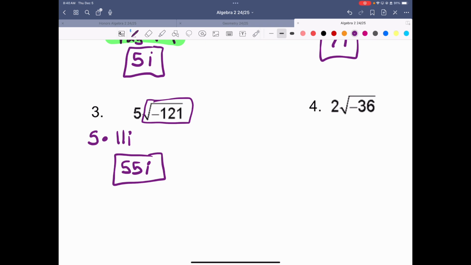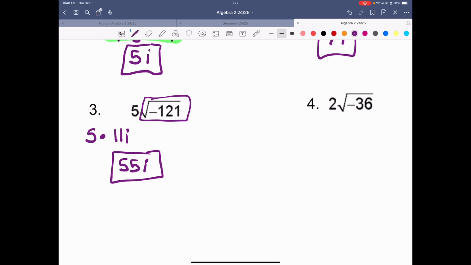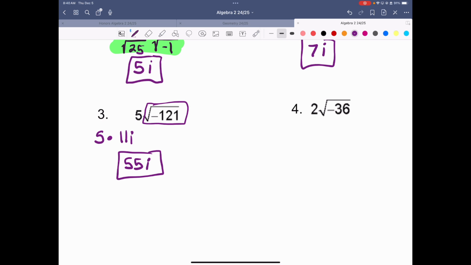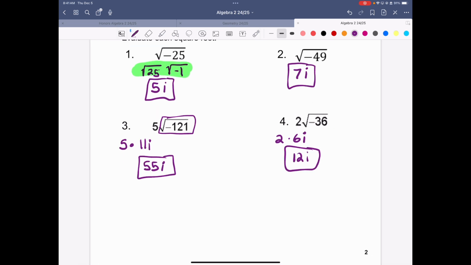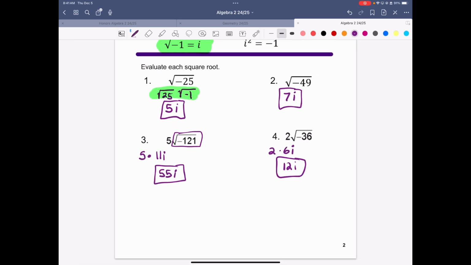Why don't you go ahead and do number 4. See if you can figure out what number 4 is. It'll only take about 15 seconds. So we've got the 2 sitting out there. Square root of 36 is 6. We've got a negative, so that's 6i, so 12i. Good? All right, so that's evaluating just those square roots.